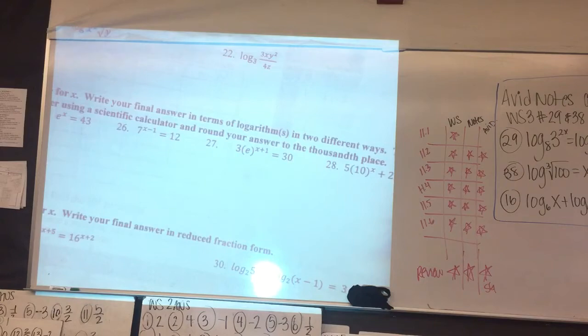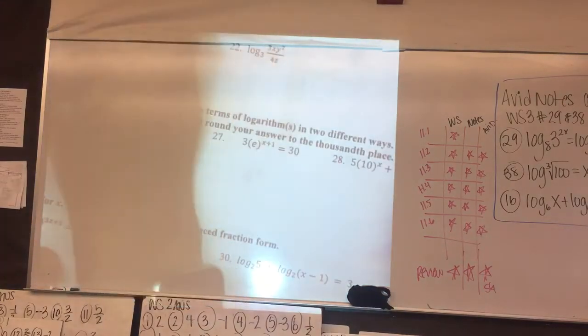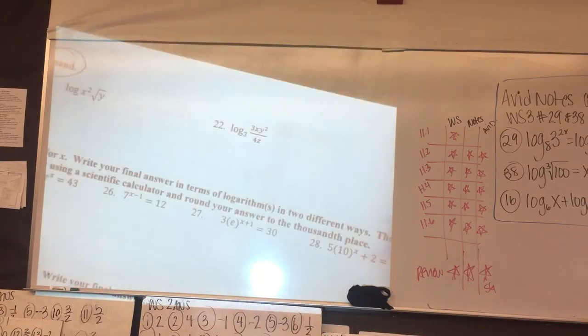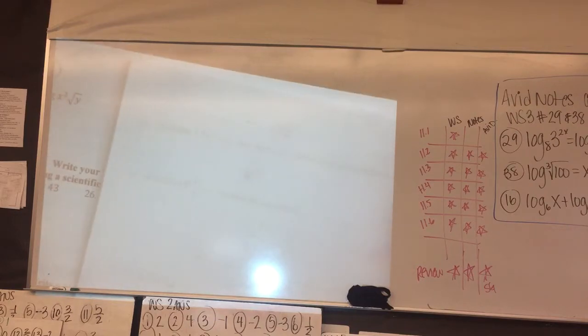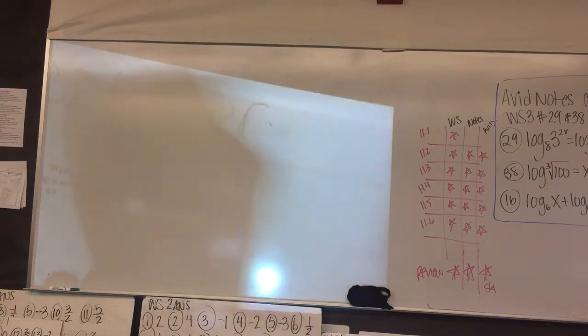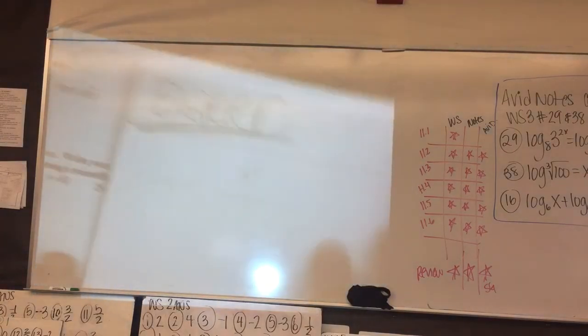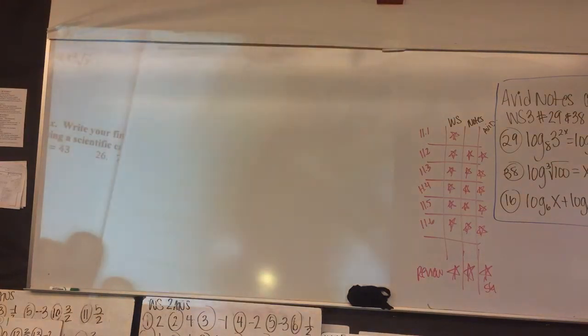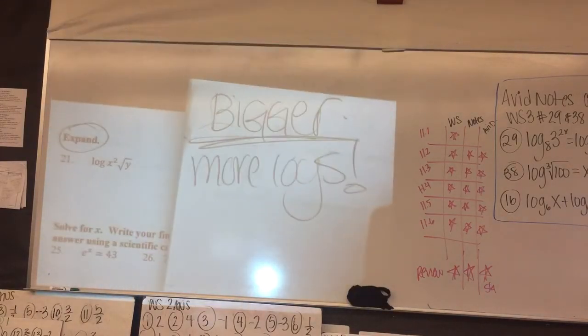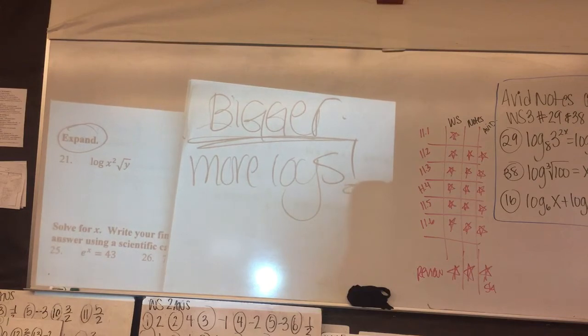21 says expand. If you guys were in my group during study guide for Unit 11, we came up with some rules, and I'll write them down here so you can see them. To expand. Expand means to make bigger. There are some rules when you're making things bigger. Remember, to make bigger means we want more logs. So there are rules to making more logs.